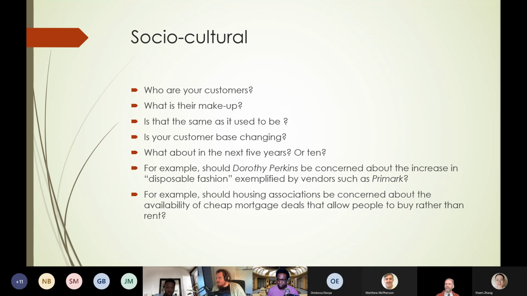One for Hitchhiker's Guide to the Galaxy fans there. So who are your customers? Are they the same? Are they going to change in the future? And what changes will that have on your business?